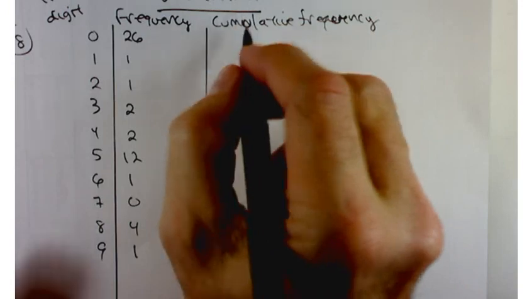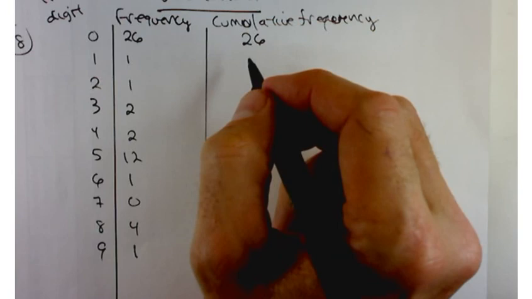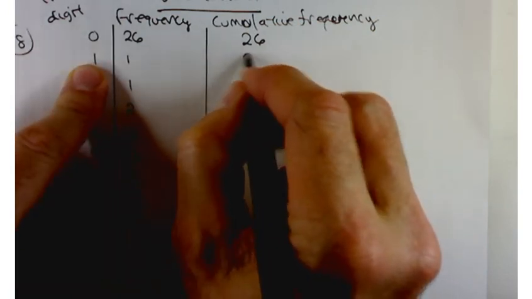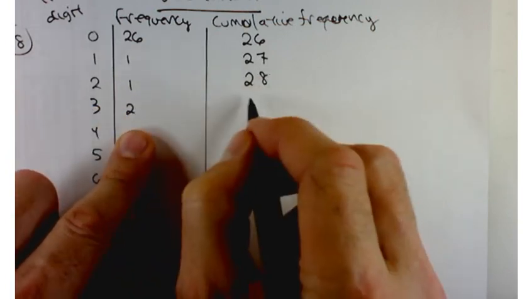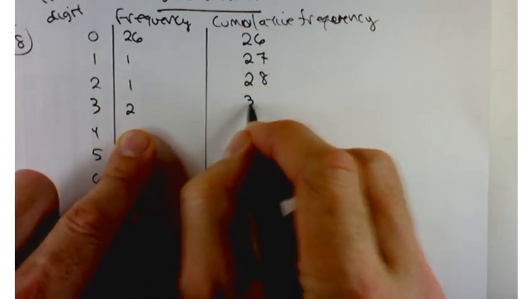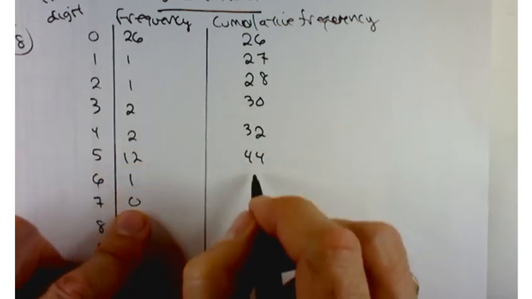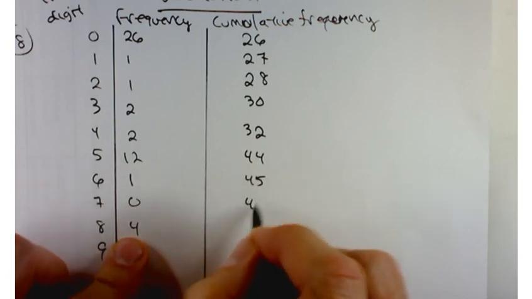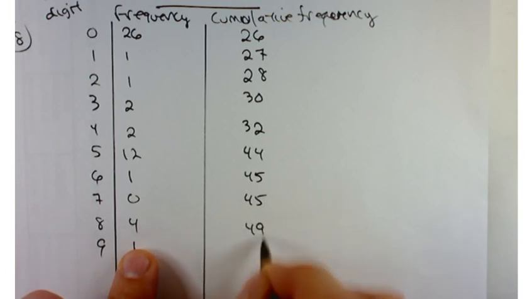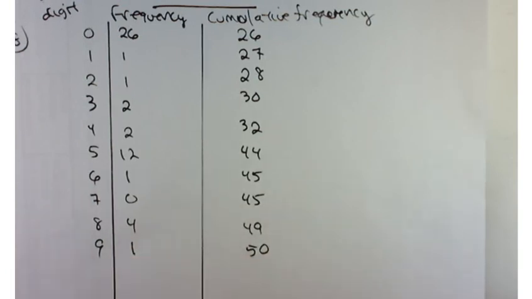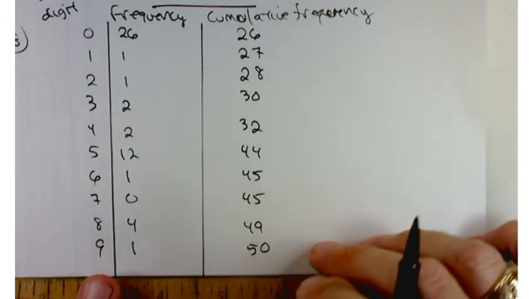The first one is just going to be 26. But the second one is how many people had a trailing digit of 1 or less, and it'd be 27. And then 28. What would the next one down be? 30. Thank you. 32. 44. 45. 45 again. 49. And finally 50. By the time you get down to here, that's everything. Everything has to have a trailing digit of 9 or less.